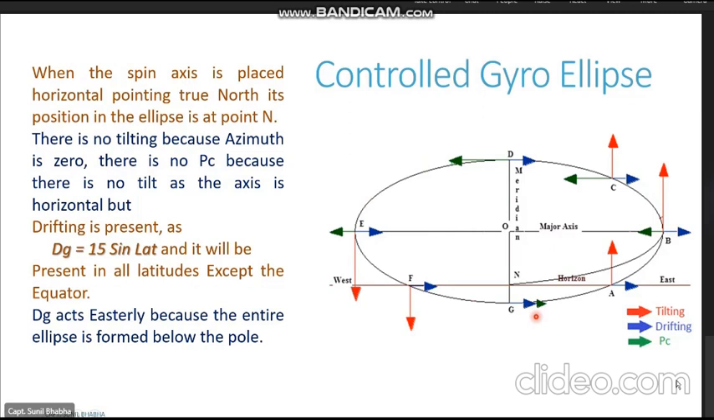Now we will try to combine all this information and we will try to understand why the spin axis moves on an elliptical path. Till now we have seen all the forces individually. Tilting, drifting and control precession all have been seen individually and we have checked the accuracy of these vectors. Now we will try to understand their combined effect and how that effect results in the elliptical motion which we are seeing on the screen right now. So let's start off.